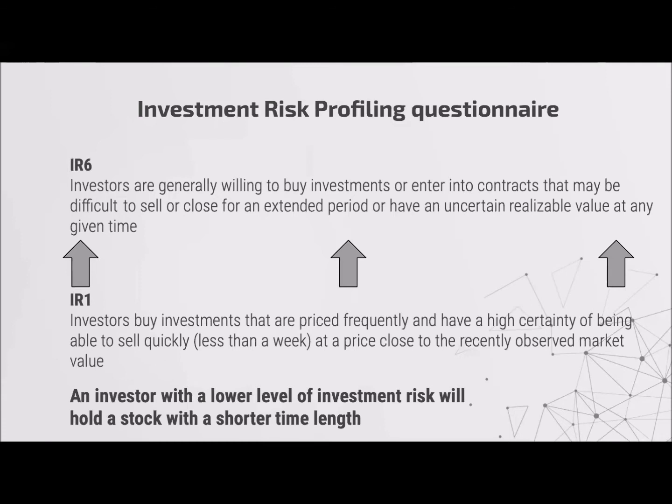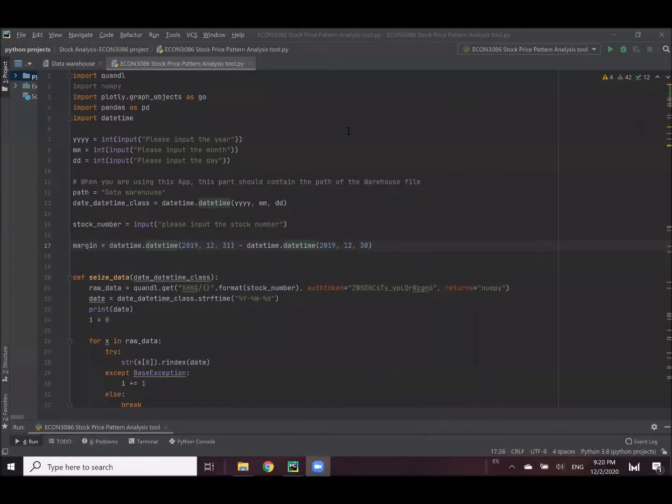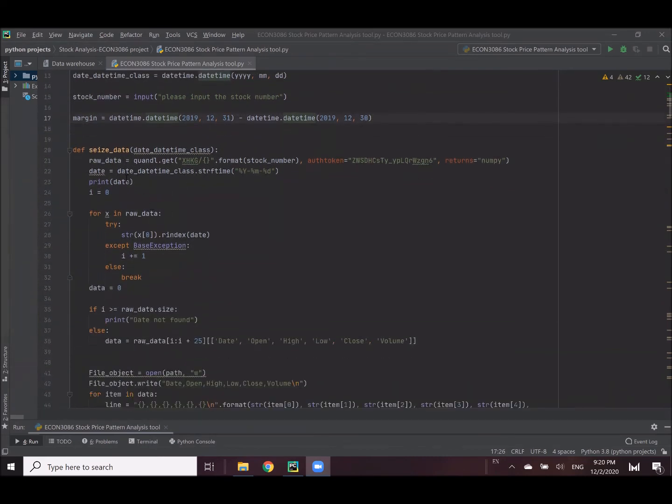Yeah, that is an investment risk portfolio questionnaire. This is our program, a stock price pattern analysis tool. As you can see, firstly, we ask the user to input the date, and we will convert it into the date-time format. We will also require the user to input the stock number, for example, 00004, that is the HSBC stock. And in the first part, we do the function to get the data online, and we use the Quandl.